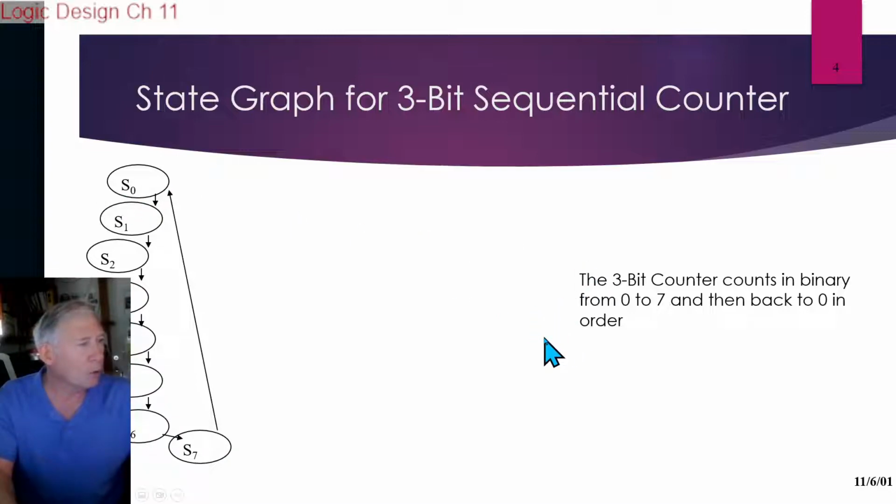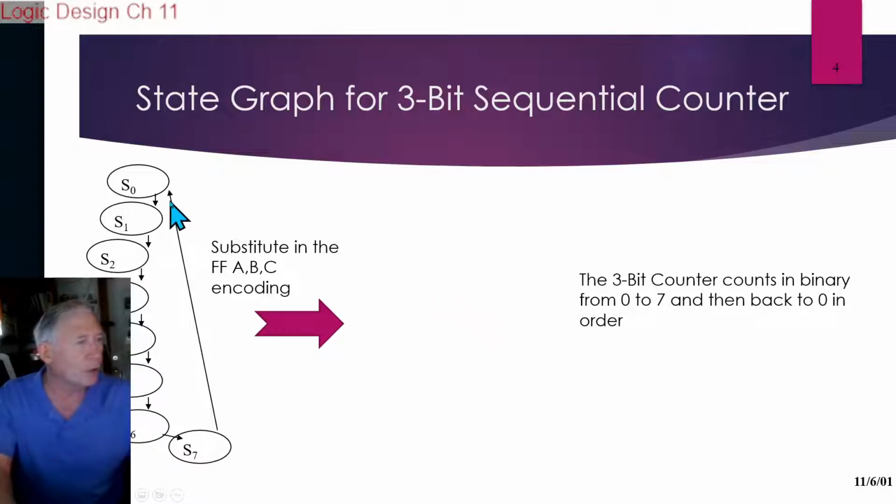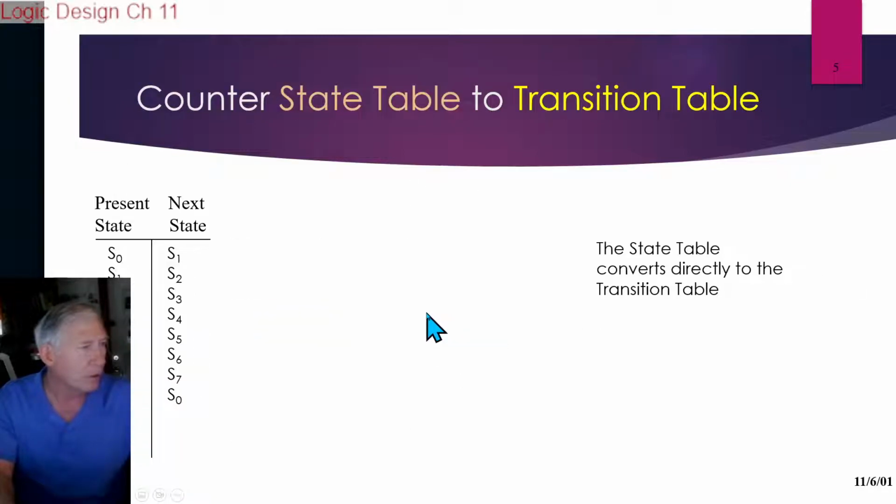All right, so now what we normally do is we substitute in the flip-flop encoding for our state number. And a lot of times, the first thing we'll do, we'll copy these states into what's called a state table. Here's our state table. Our present state is state S0 and our desired next state. In this case, we're going to go straight from S0 to S1, S1 to S2, S2 to S3, S3 to S4, S4 to S5, S5 to S6, S6 to S7, and S7 back to S0.